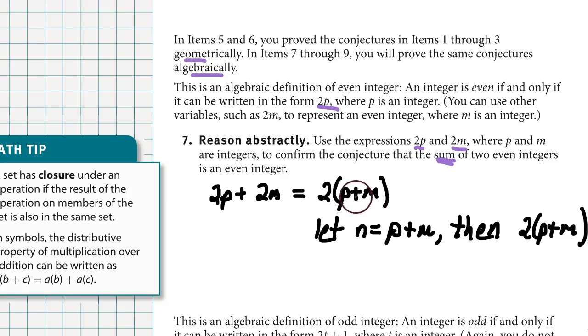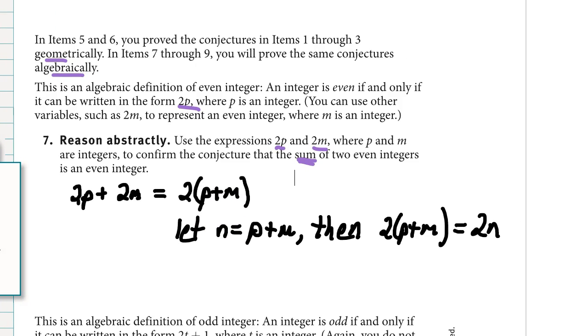If you add p and m together, which were integers, that's going to create an integer. Let's call that n. So that means that we can rewrite the 2 times p plus m as 2n. And notice that again, this is the form of an even integer. So this series of algebra steps shows that when you add two even numbers at the beginning, and then do a little bit of algebraic manipulation, you create an even number at the end. That is proof of that conjecture.